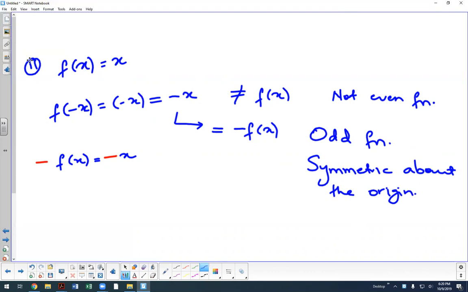The best way to remember is odd function begins with an O, origin begins with an O. So if you can claim that it's an odd function, then the symmetry is going to be with the origin. If it's even, remember, even is the one that goes with the y-axis. If you can remember that O goes with O, then it'll really help you keep track of your symmetry.